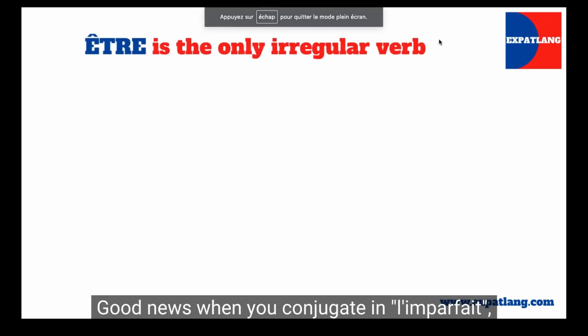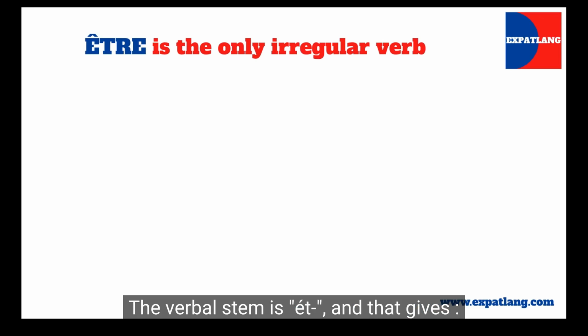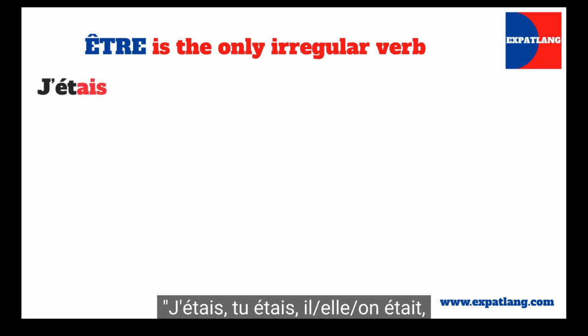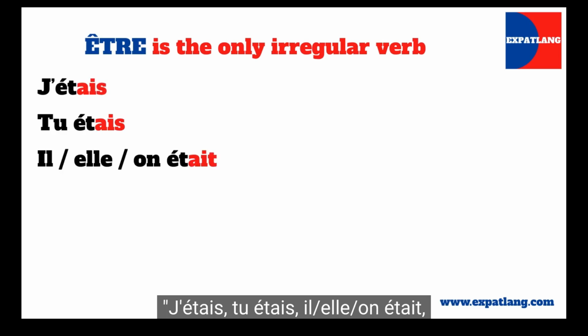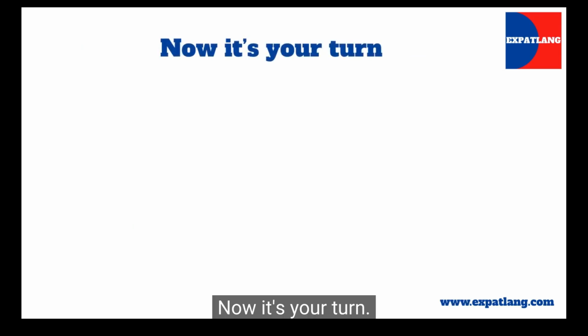Good news, when you conjugate in l'imparfait, être is the only irregular verb. The verbal stem is ét, and that gives j'étais, tu étais, il, elle, on était, nous étions, vous étiez, ils, elles étaient. Now it's your turn.